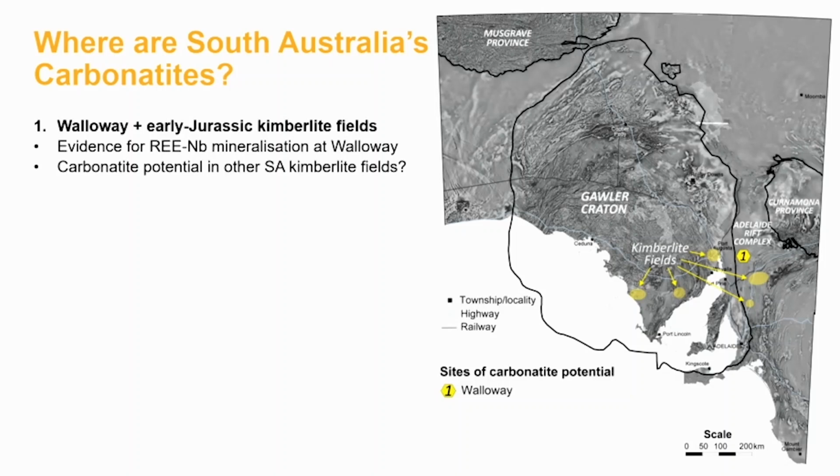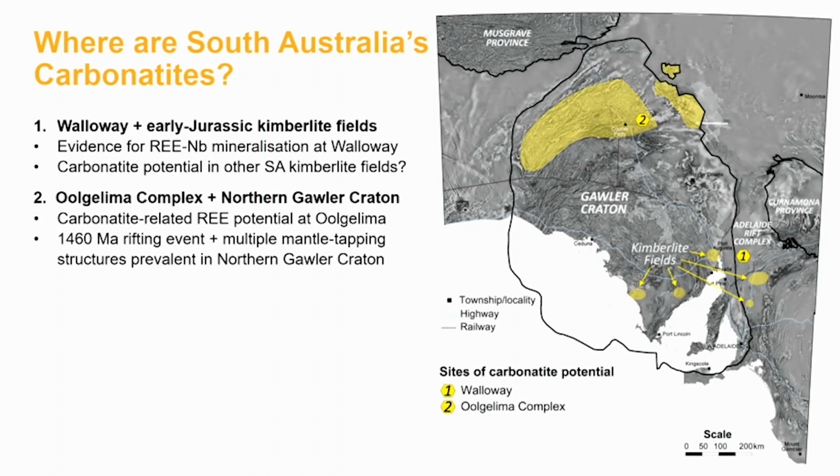So just to wrap up the presentation, I wanted to take it back to the start and address that question: where are South Australia's carbonatites? We've had a look at Walloway and the work that Olympio Metals have done there. They have established that there is some level of rare earth element and niobium mineralisation present. We've also established that there seems to be a strong genetic link between the kimberlites and the carbonatites at this location, and so I think that the other South Australian kimberlite fields are potentially prospective for other carbonatites.